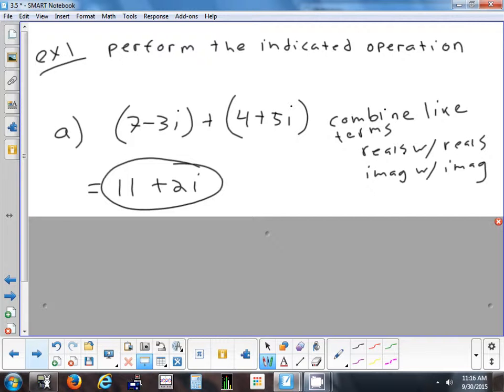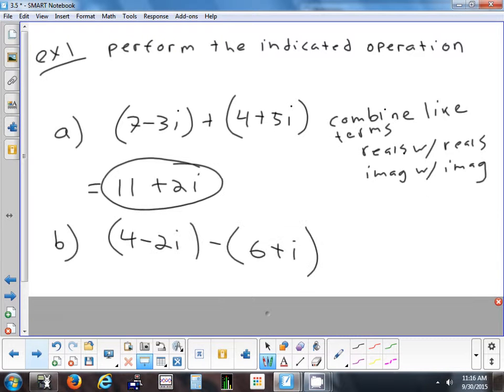And that's it. That's how you add complex numbers. Okay, I think that one's simple enough. Let's just go right into subtraction.